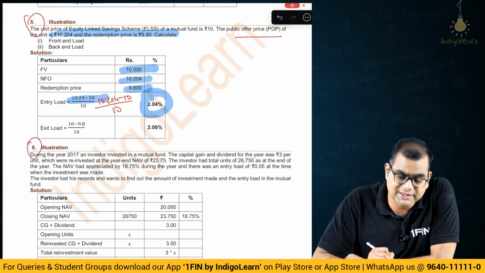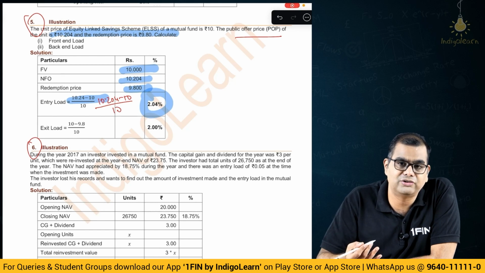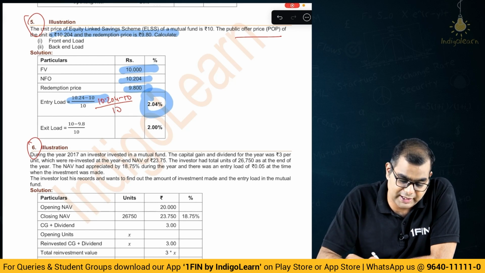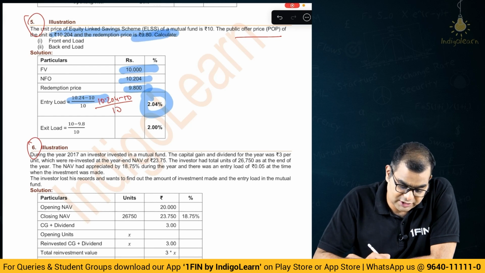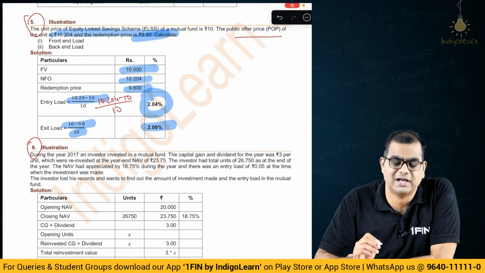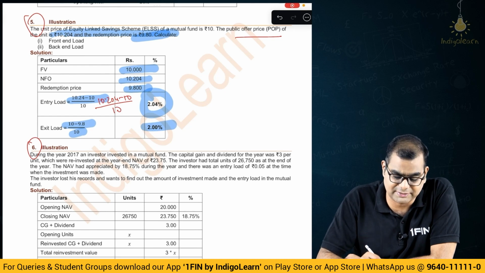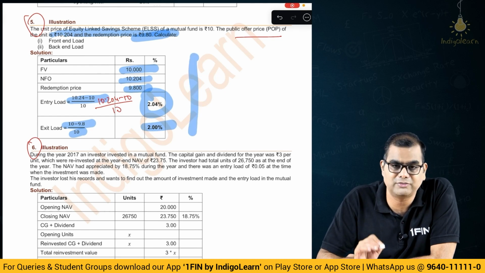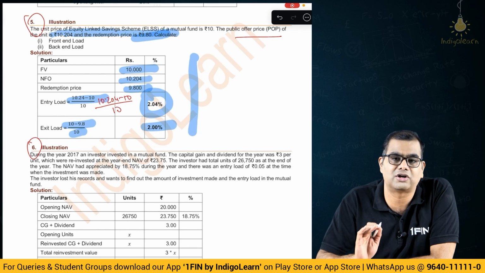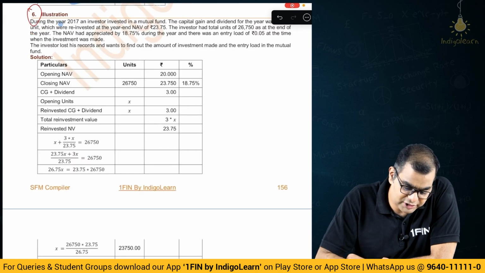Same way, exit load. What is exit load? When you are selling off the units, instead of getting 10 rupees, you are going to get 9.8. So, exit load is 10 minus 9.8, by 10, which is 2%. It is a fairly simple computation, there is nothing else. But I am doing this problem just to ensure that you understood the concept of entry load and exit load.